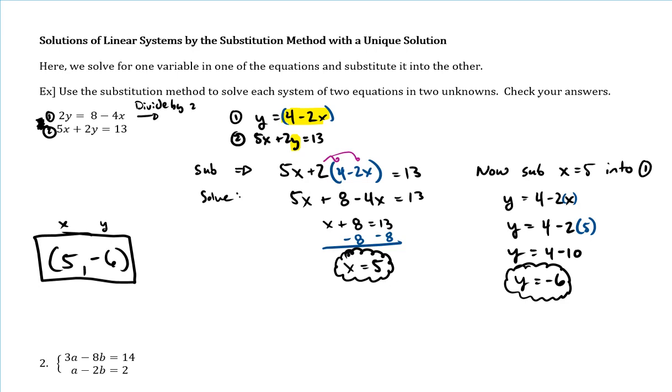Now it says to check your answers. You should probably check it anyway if you're doing it by hand because it's pretty fast. I'm going to go back to number 1 and just plug in the values into the letters. So we've got 2 times negative 6 equals 8 minus 4 times 5. Just make sure they are going in the right spot. y was the negative 6, x was 5, so it is looking good. So 2 times negative 6 is negative 12, and 8 minus 20 is negative 12. Yep, so it works.